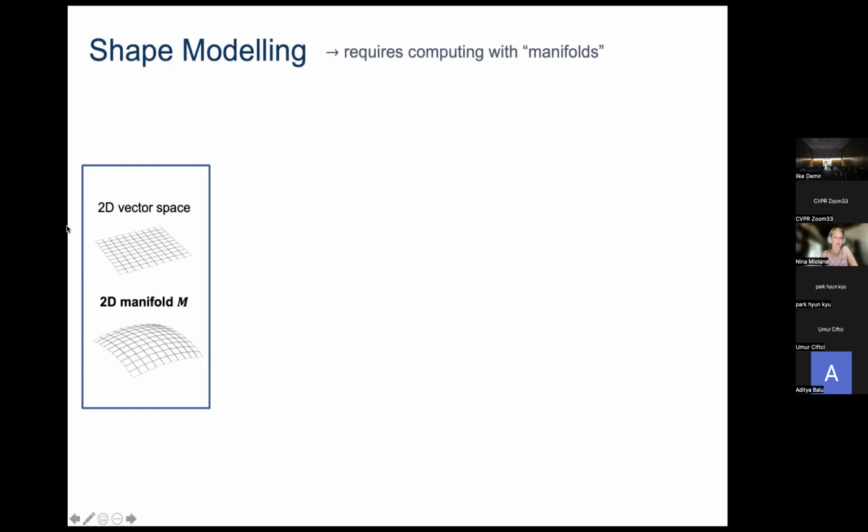On the left, for example, you can see a 2D vector space, also called a plane, that is not curved. It's linear or flat. And just below it, we have an example of a 2D manifold M that is itself allowed to be curved. You can see that there is some curvature there. Now, this is interesting for us because, as I said, we can try different models of shapes, different representations of shapes, but very often we will see this manifold M appear.